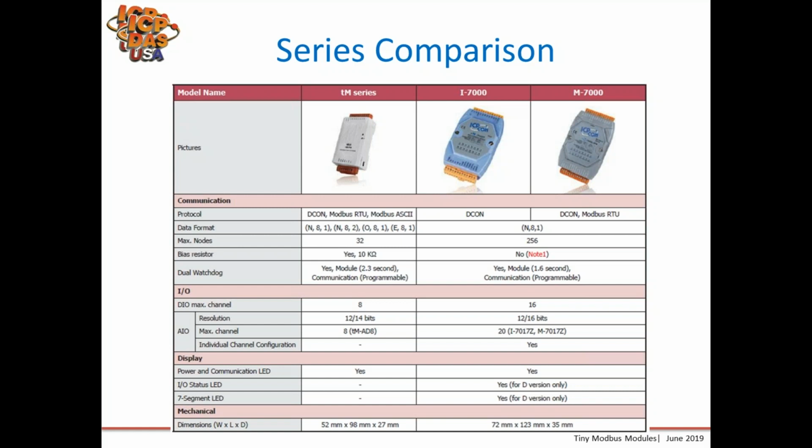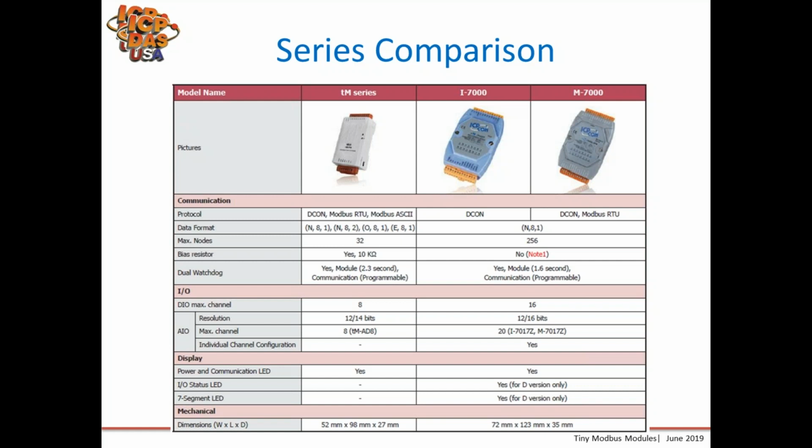Our i7000 series is DCON protocol only. Again, that's the ASCII-based protocol. And the M7000 is very similar to the i7000, except it's DCON or Modbus RTU, which is the very common protocol. So if you have a PLC or master device which communicates Modbus RTU, you want to consider a TM series for low I/O count applications, or a combination or M7000 or rack I/O systems for larger I/O counts. And also consider the number of maximum nodes allowed along the RS-485 bus.